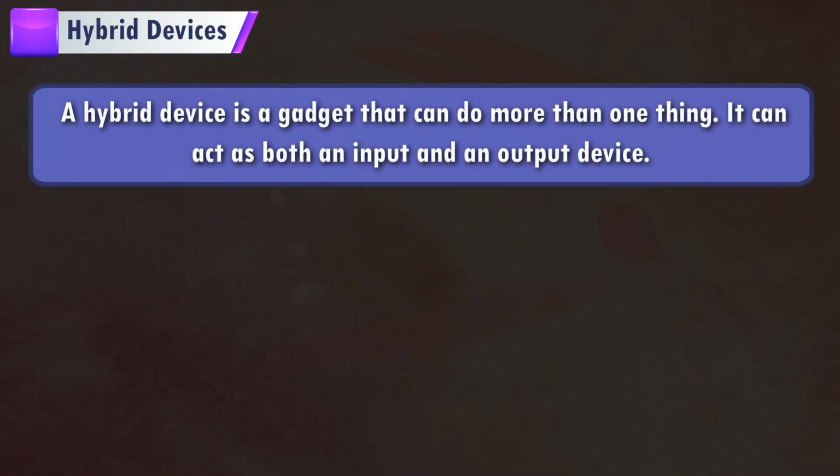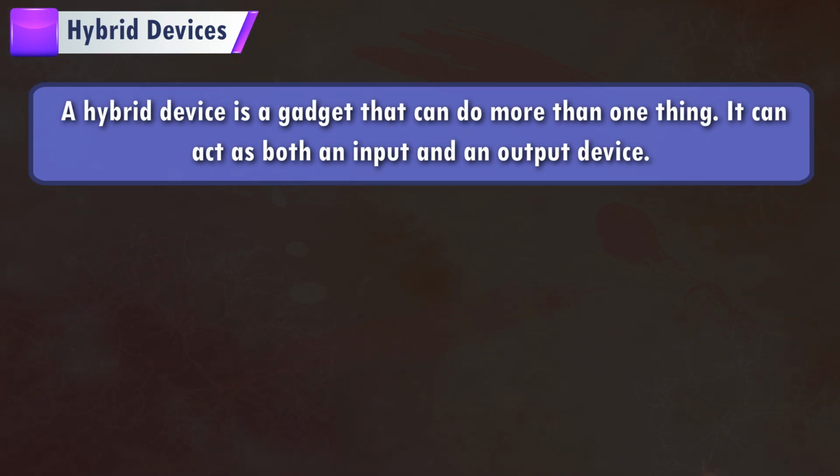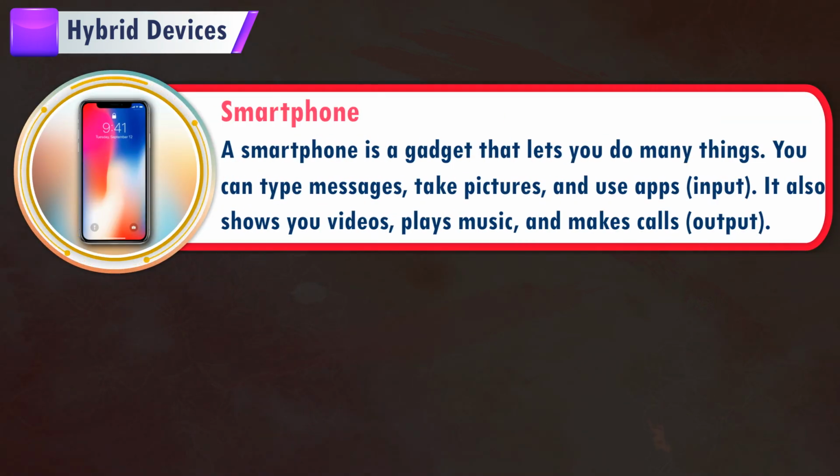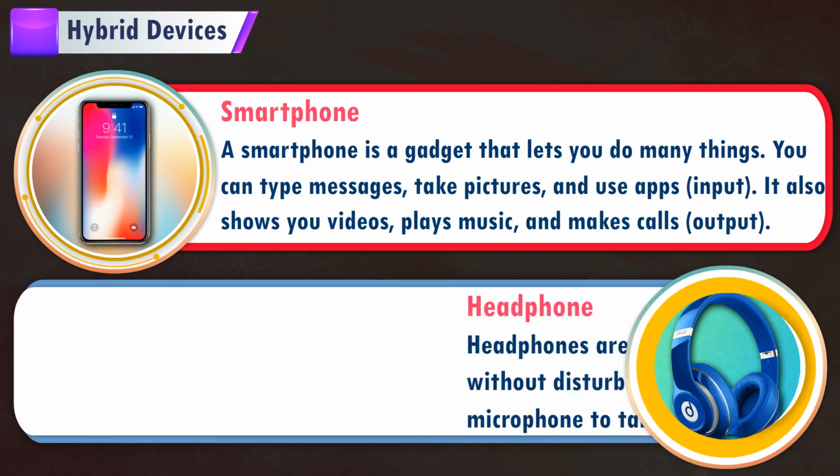Hybrid devices. A hybrid device is a gadget that can do more than one thing. It can act as both an input and an output device. Smartphone. A smartphone is a gadget that lets you do many things. You can type messages, take pictures, and use apps, input. It also shows you videos, plays music, and makes calls, output.